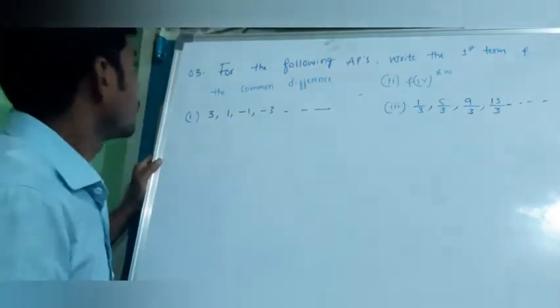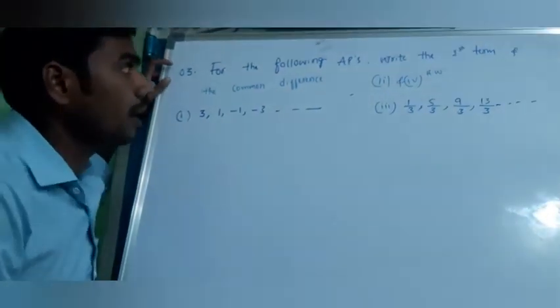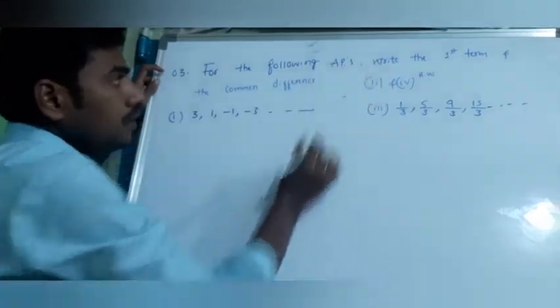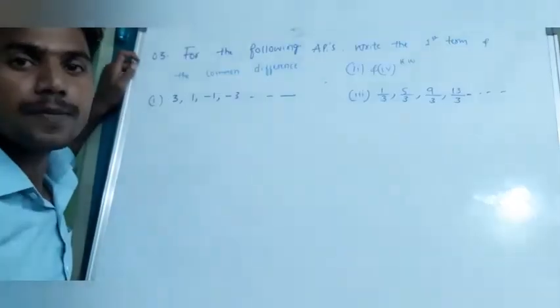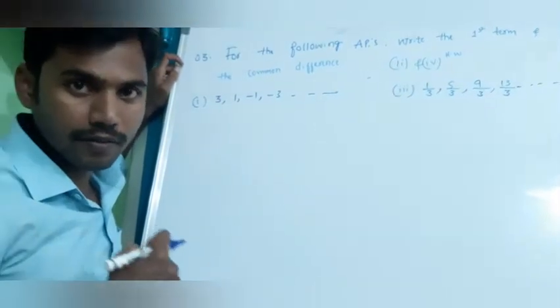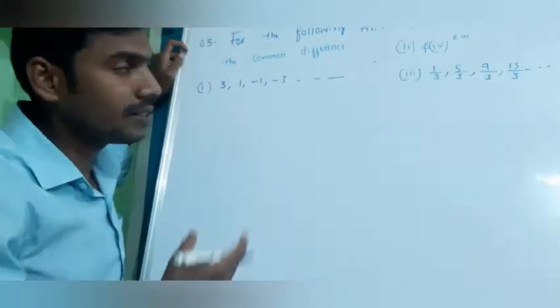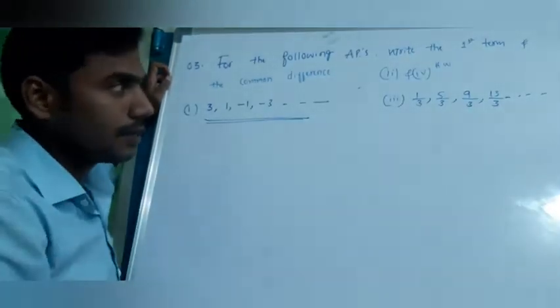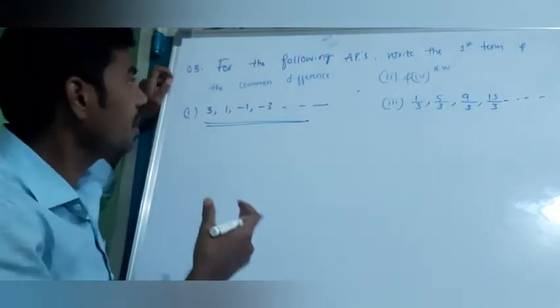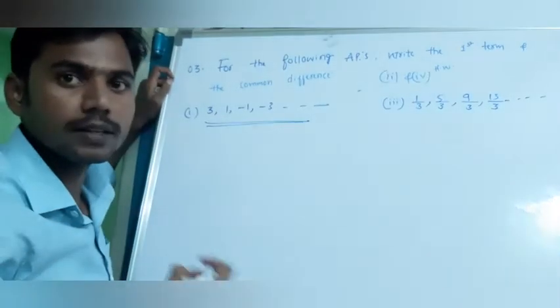Okay. Third main question. For the following APs, meaning arithmetic progressions, write the first term and the common difference. Earlier, the first term and common difference were given and they asked us to write the series. Now they have given the pattern or series, and we need to find the first term and the common difference.